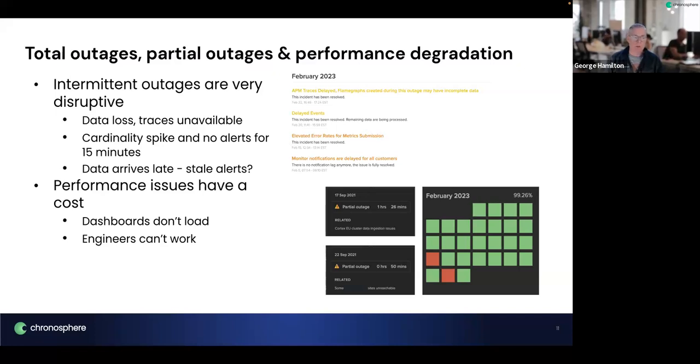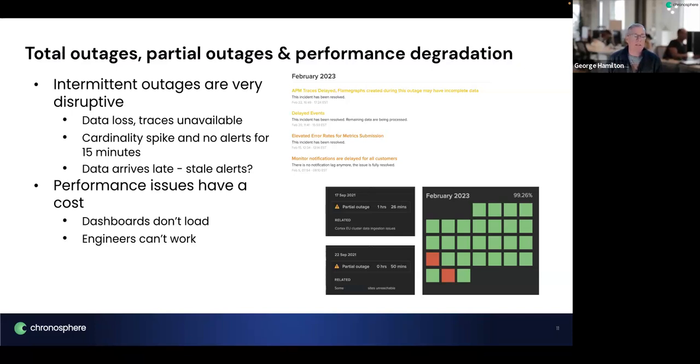And you have to make the distinction between what's a total outage, and then there's also partial outages where the SLA probably isn't even violated, but there's some aspects of the platform that aren't functioning, or you just have performance that degrades. The intermittent outages are incredibly disruptive because they're a constant firefight. You'll have lost data, your traces may be totally unavailable, a cardinality spike, you'll get no alerts for like 15 minutes, or data arrives late, like, are your alerts stale? So those are the intermittent or partial outages that can happen pretty frequently.